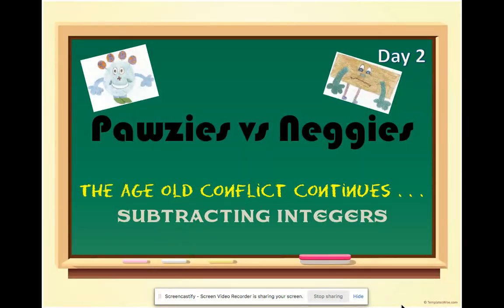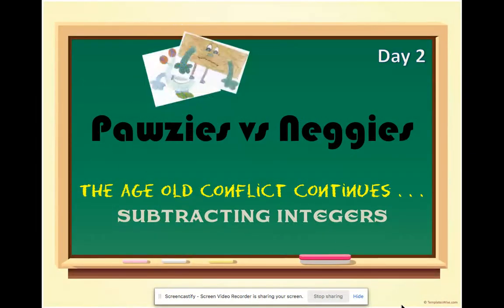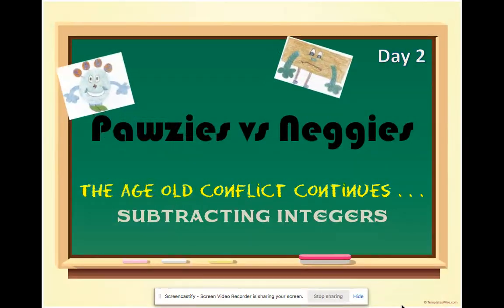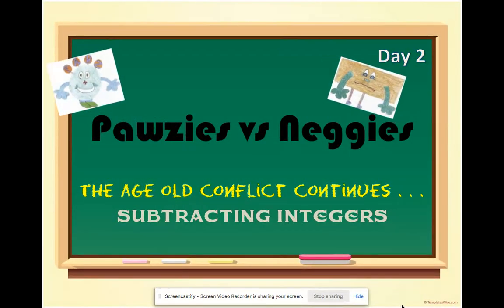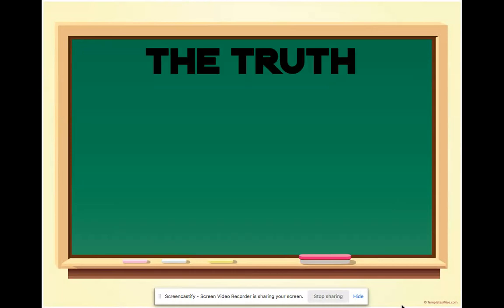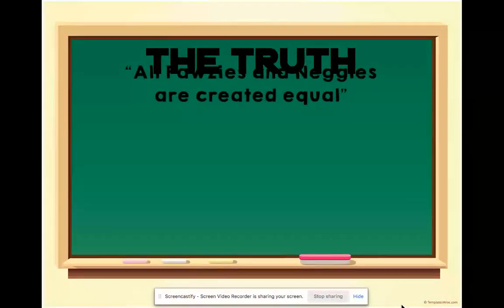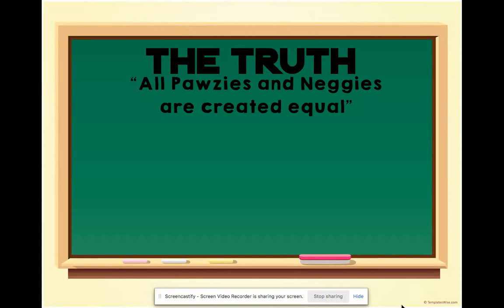We talked about getting along today to show that we could have unity, to show that we could get together, and then they mess around and they fight. So here's the deal. It's in their blood. They want to battle. Now, we're going to add a rule to today's things that we can only battle in certain situations, okay? So this is the truth. This is what we saw before. Remember this? All Pawzies and Neggies are created equal.